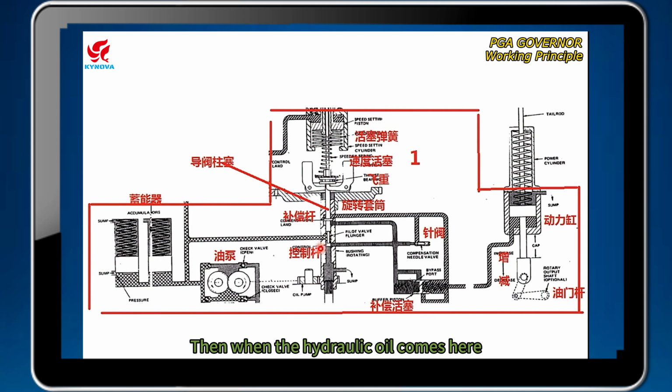Then the hydraulic oil comes here, and through the compensation plunger or piston, acts on the right side, which leads to the power cylinder rising or falling. It drives the throttle lever to move. When our speed is constant, the position of the control lever in this position will block the oil from entering.